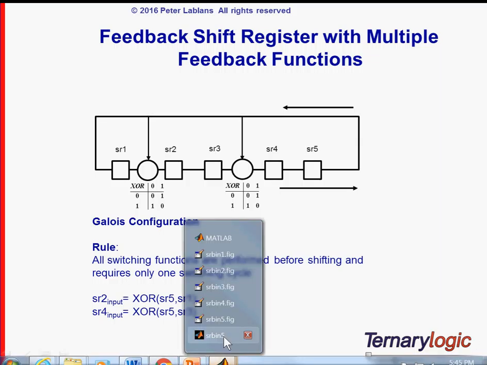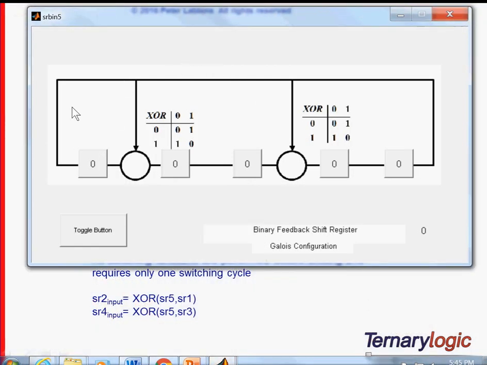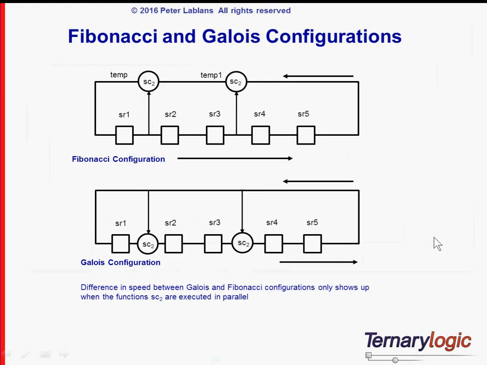And here is the device. Again, 0000 is the forbidden state. Nothing happens, even though the clock is updated. But if we put a 1 in here, you see that the content is dynamically changing with every clock pulse. So that provides the basic two configurations, Fibonacci and Galois, of the feedback shift register in the binary case.